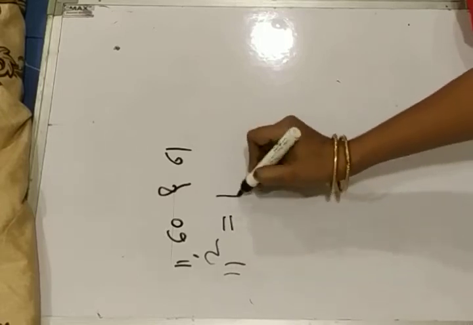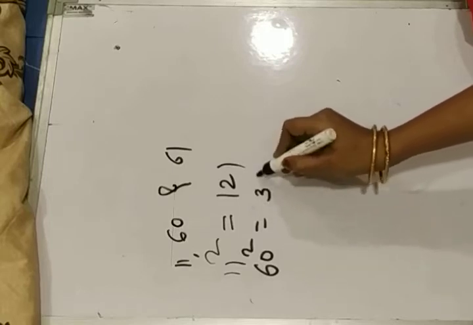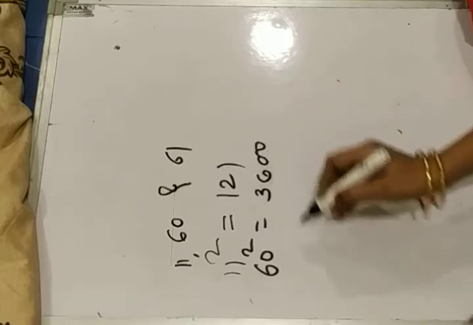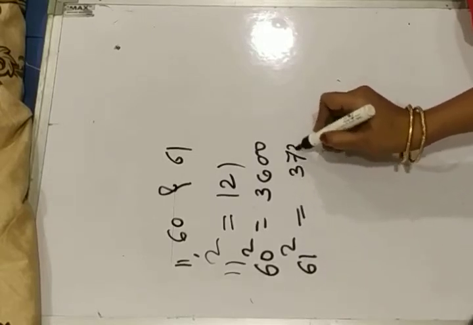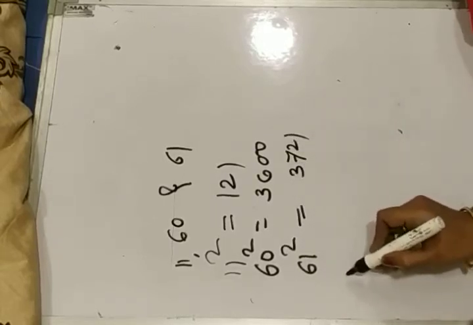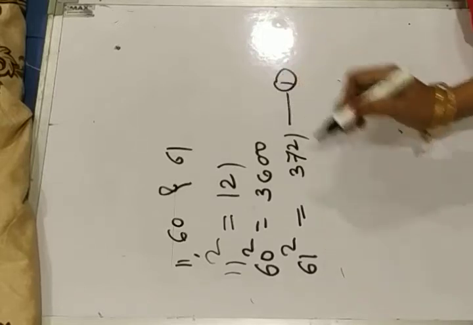solve this. 11 square is 121, then 60 square is 3600, and 61 square is 3721. So check this: 61 square equals 3721, equation number 1.